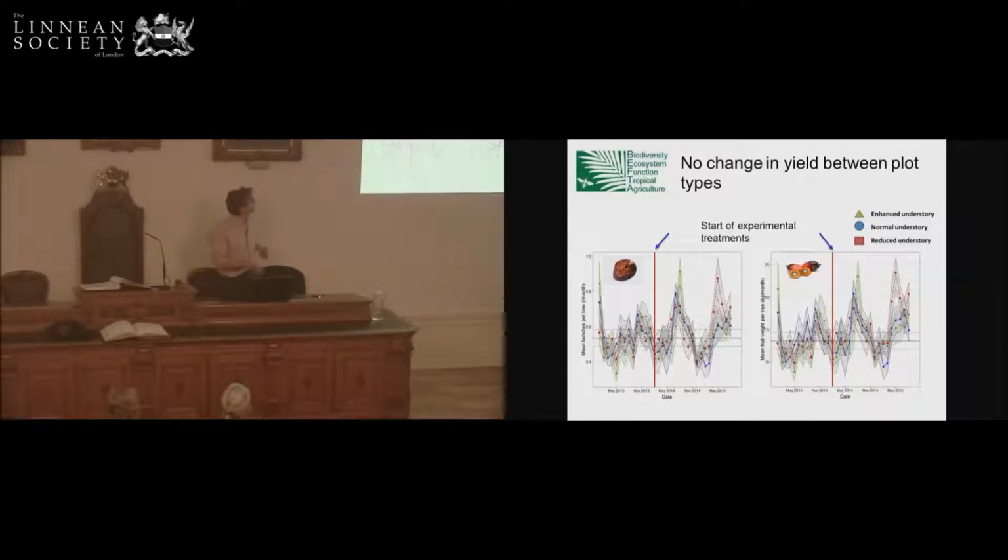These are horrible plots, but I just put these in to show yield over the years. Yield goes up and down, mostly with rainfall. But what I want you to do is unfocus your eyes and notice that the three different habitat treatments we've got here, enhanced, normal, and reduced, overlap completely. So we're not increasing yield here, but we're also not reducing yield. So we're able to basically make a much more diverse system with absolutely no cost in terms of production. And in fact, a big saving in terms of reduced herbicides and reduced pesticides.